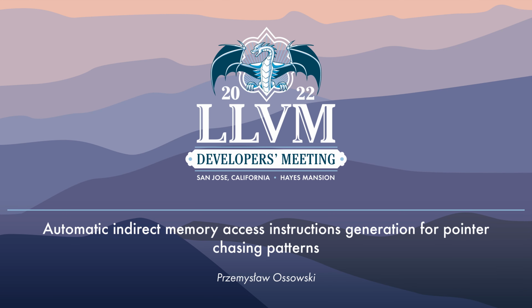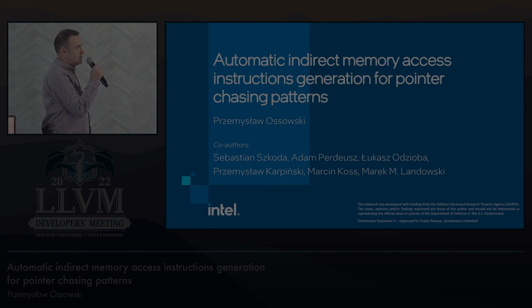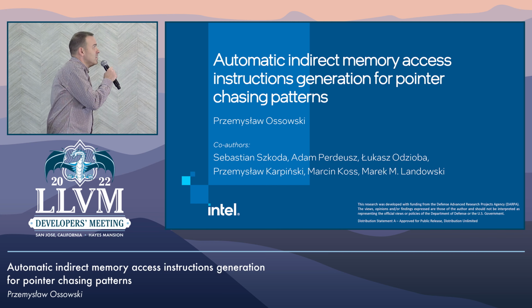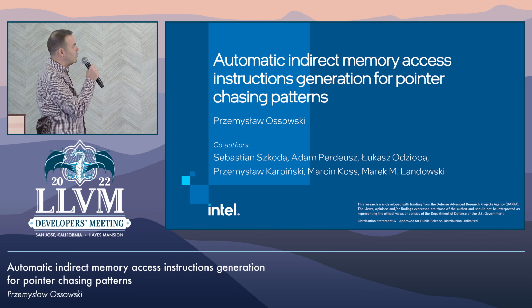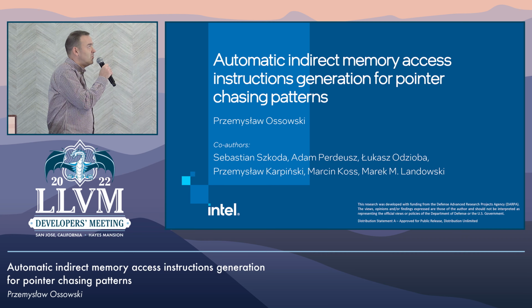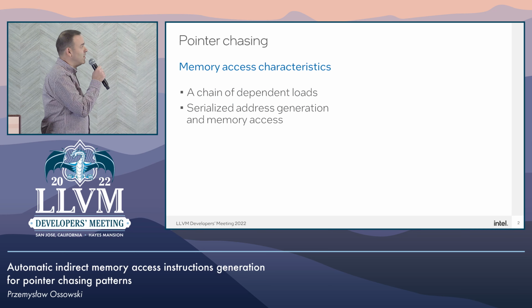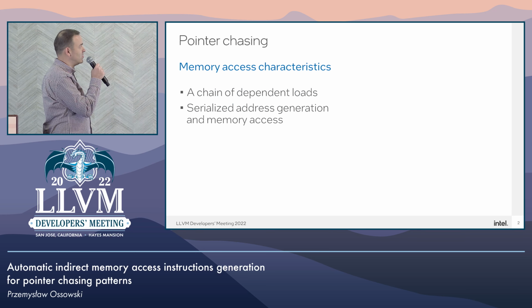I'm from Intel, and in this quick talk, I would like to present how we can apply a new hardware feature, for example, a new ISA instruction, in a compiler. In this particular case, I would like to present how we can automatically generate an indirect memory access instruction for the pointer chasing pattern. All right, so at the beginning, I would like to explain what pointer chasing is.